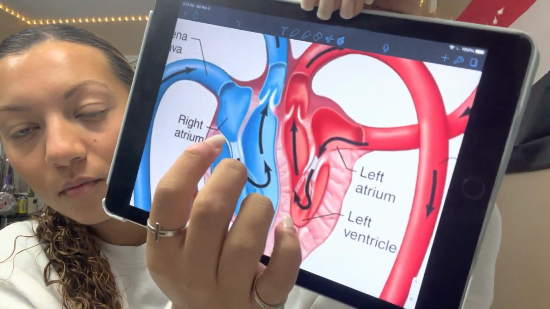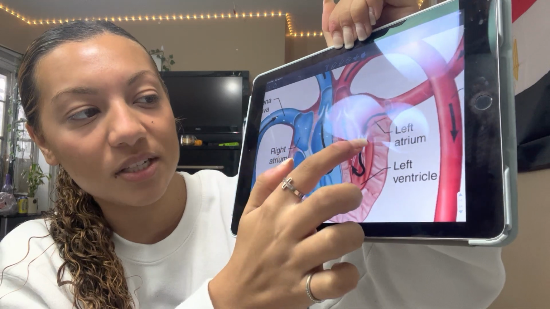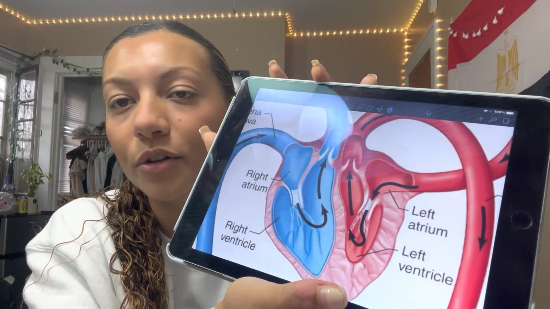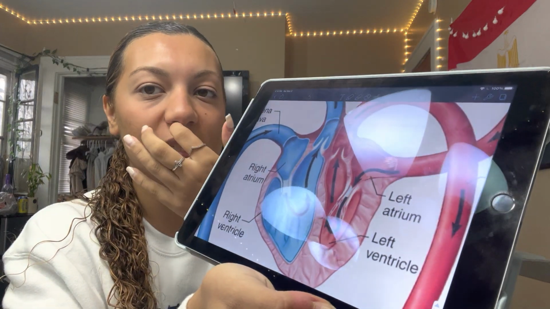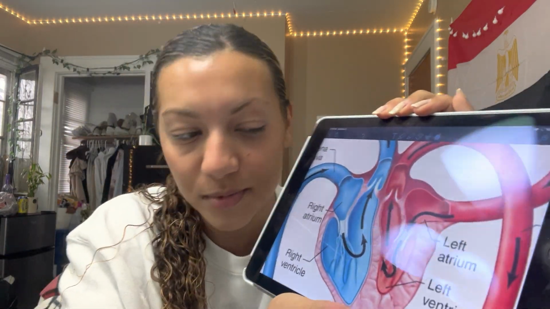There are also valves, which I will show you. It's kind of the white stuff. And those valves prevent backflow so that the blood can only flow in one direction, instead of going the wrong direction, because then that would create a bunch of problems.